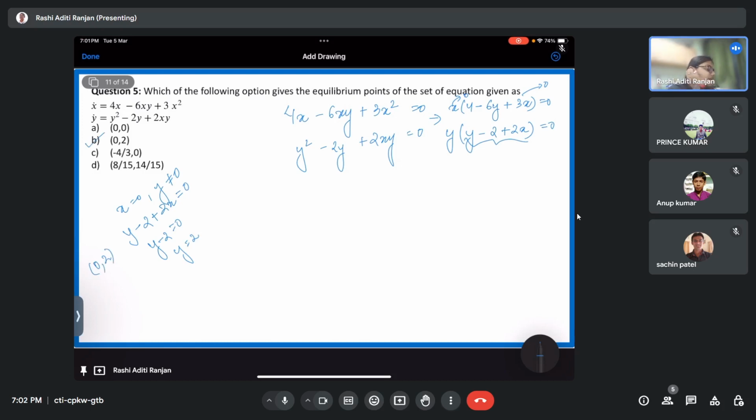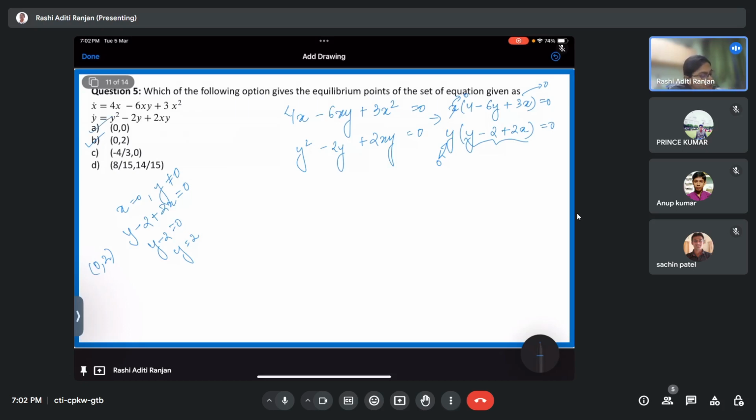Second is the case when I consider that my y is equal to 0. There is also a case when x is equal to 0 and y is equal to 0, but it's a trivial solution, so I don't have to discuss that. Your x will be equal to 0, y is equal to 0, and both the algebraic equations are going to be satisfied, and that is why it is known as a trivial solution. So (0, 0) is a correct answer already.